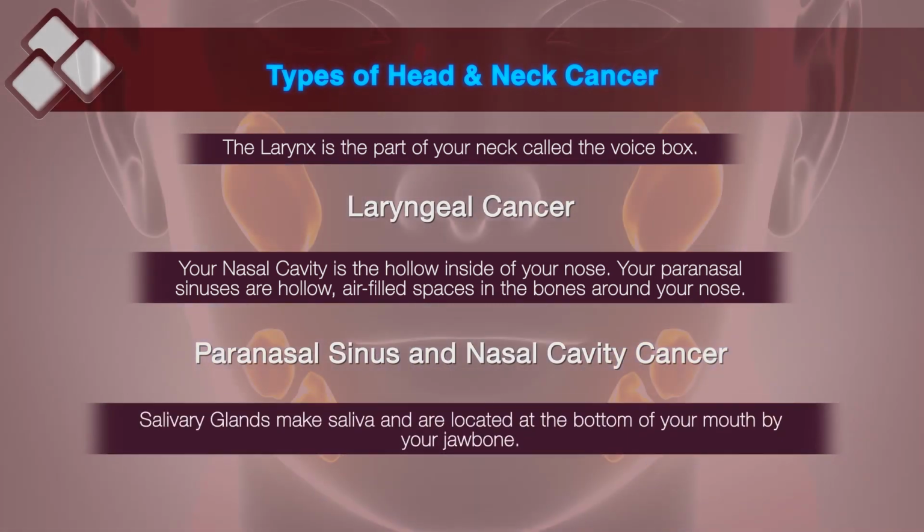Salivary glands make saliva and are located at the bottom of your mouth by your jawbone. Cancer in this part of your body is called salivary gland cancer. This is a rare form of head and neck cancer.